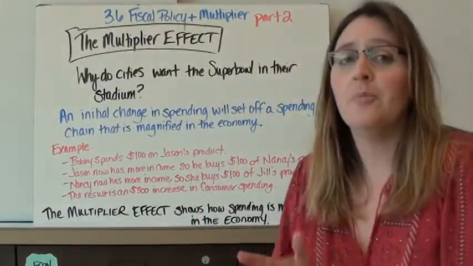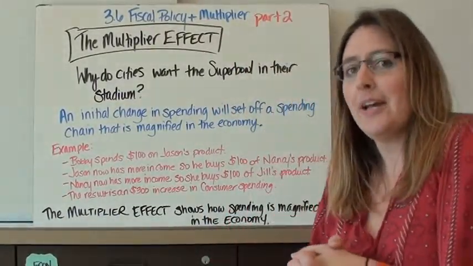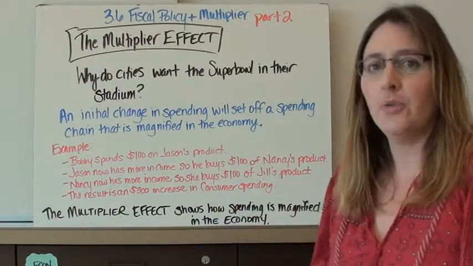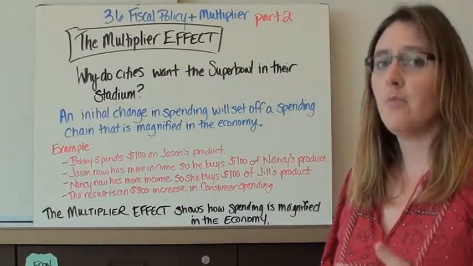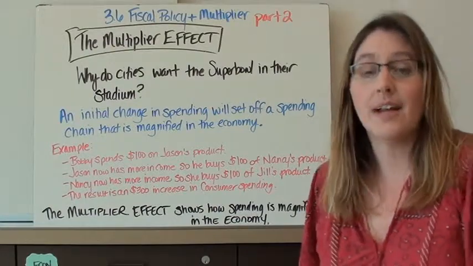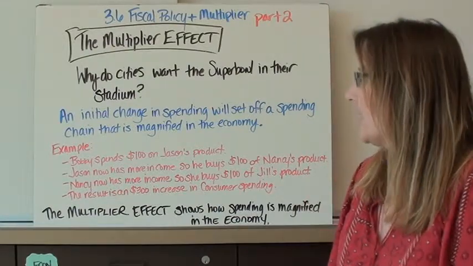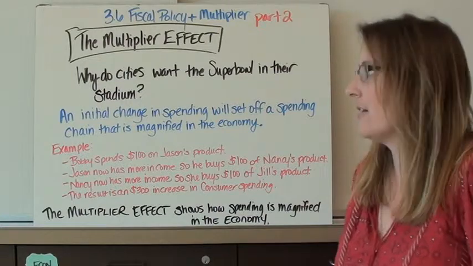All right, we are back talking about AP Macroeconomics, and we are in unit 3.6, talking about fiscal policy and the multiplier, and this is part two today. We're going to focus on the multiplier effect.